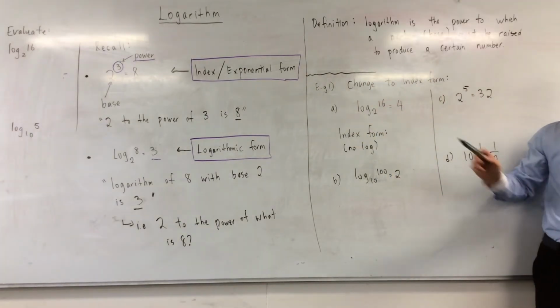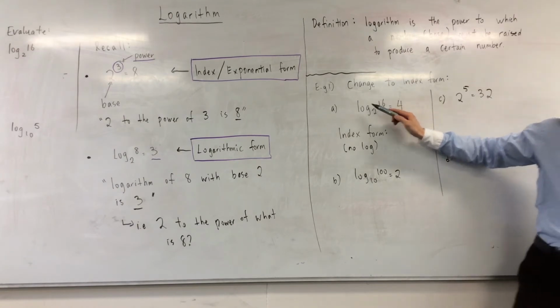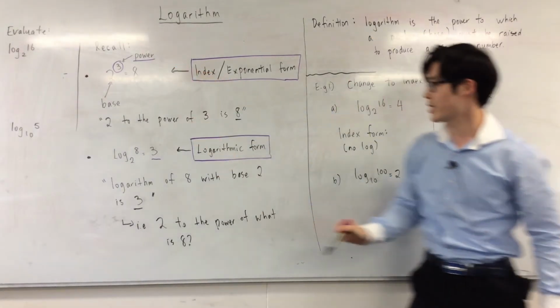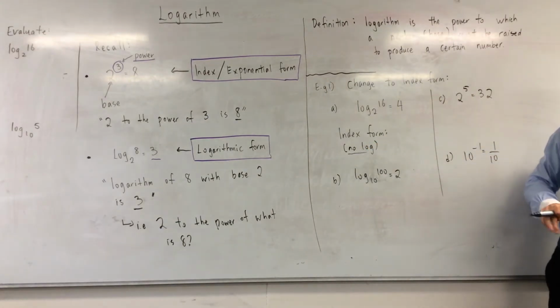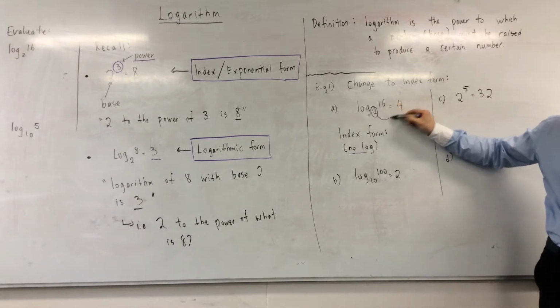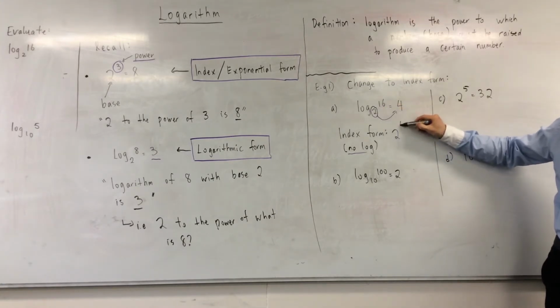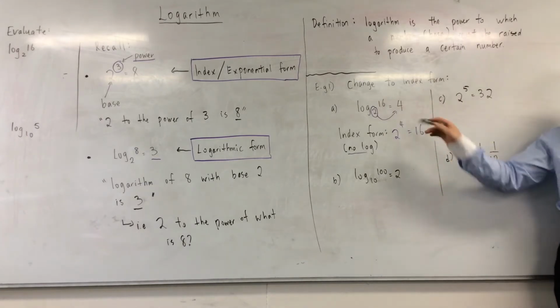The first technique you have to be able to do is, if they give you logarithmic form, you need to change this log form into index form. In other words, no logs. So in this case, girls, does it make sense if I say 2 to the power of 4 equals 16? Does that make sense? Yep. So that's how you change it.